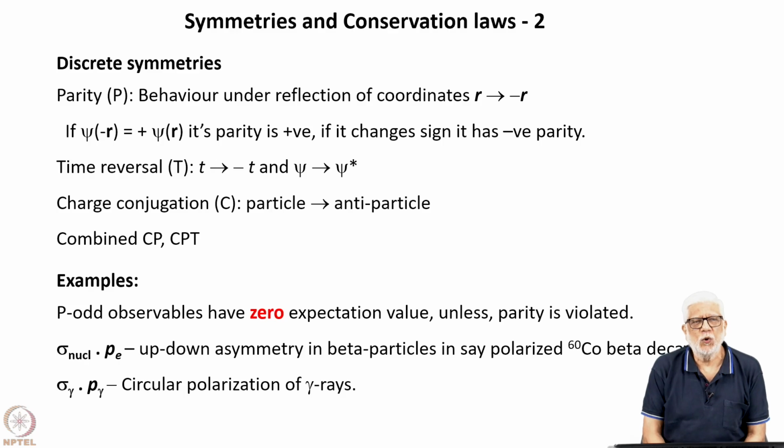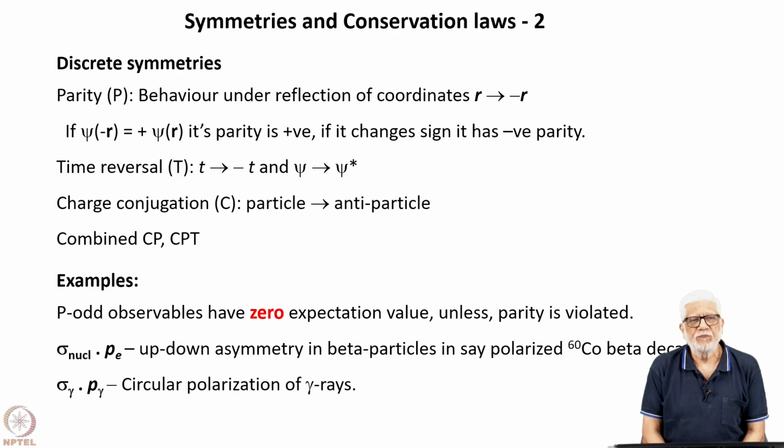Parity is how a system behaves under reflection of coordinates, where the vector r goes to minus r. So, in quantum mechanics, if you go from r to minus r and then you do this operation once again, you have this parity operator operating on it twice. So, the eigenvalue of this P squared operator will be just 1, but the eigenvalue of P could be plus or minus 1. So, P squared is 1, but P could be plus or minus 1.